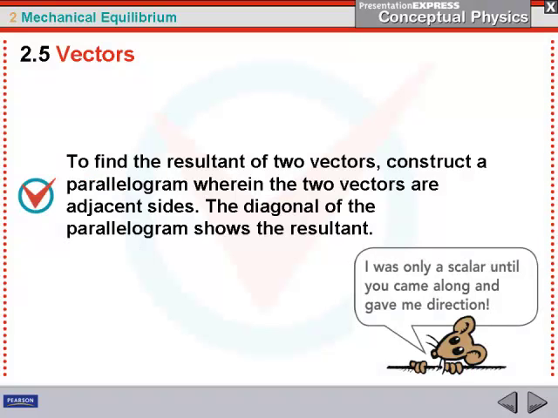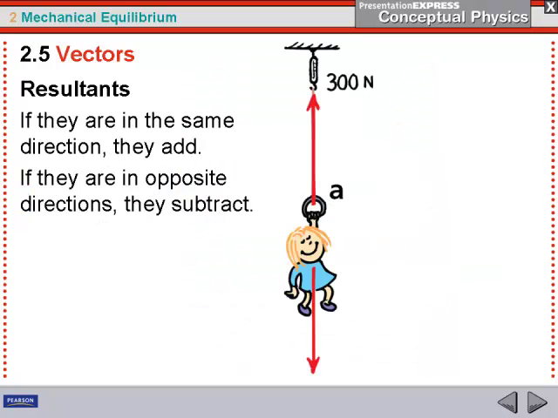Section 2.5, Vectors. To find the resultant of two vectors, construct a parallelogram wherein the two vectors are adjacent sides. The diagonal of the parallelogram shows the resultant. The sum of two or more vectors is called their resultant. Combining vectors is quite simple when they are parallel. If they are in the same direction, they add. If they are in opposite directions, they subtract.